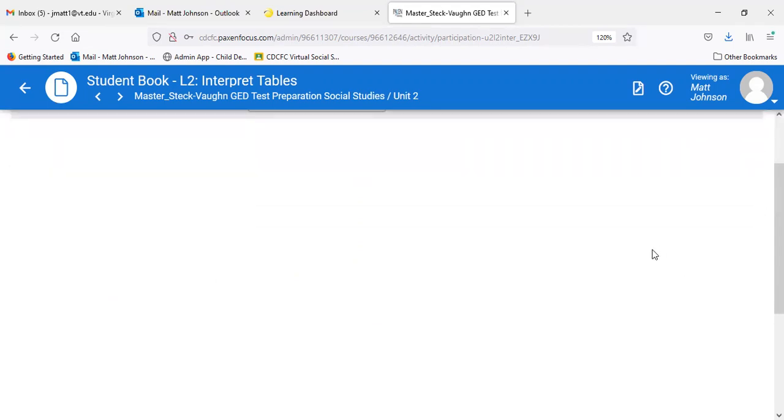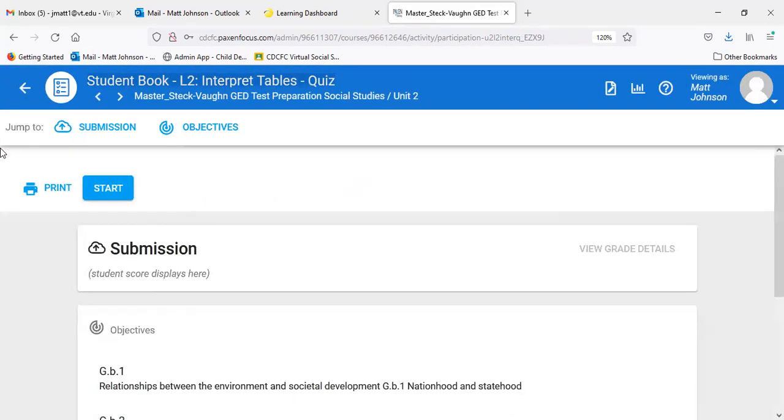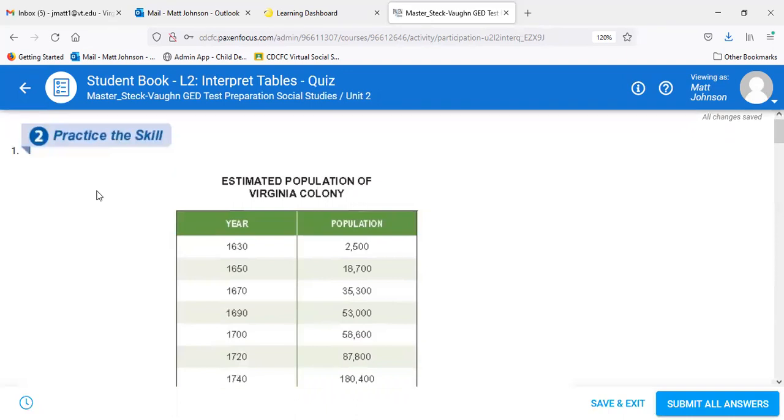Okay, now we'll go into the quiz. So lesson 2, unit 2, onto the quiz. Hit start. Okay, and right into our same table, estimated population of the Virginia colony.